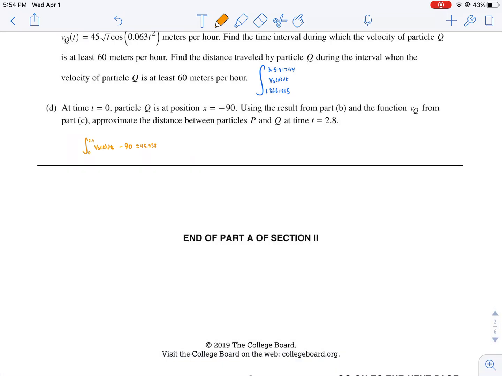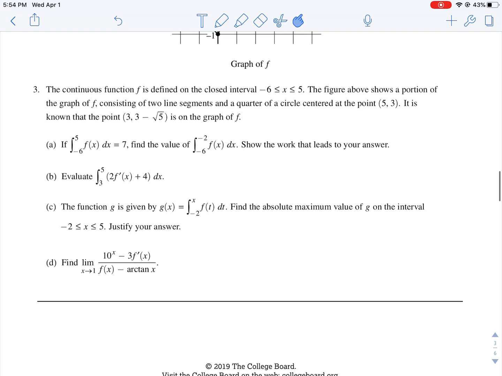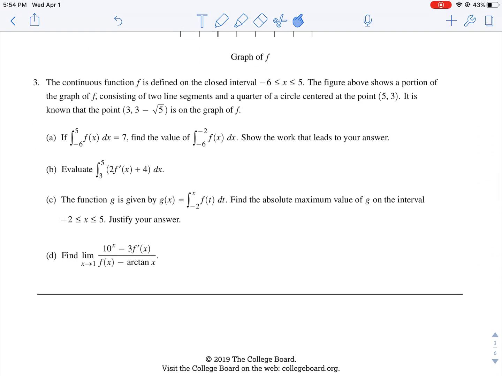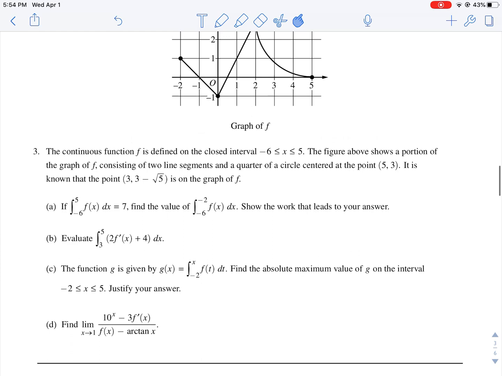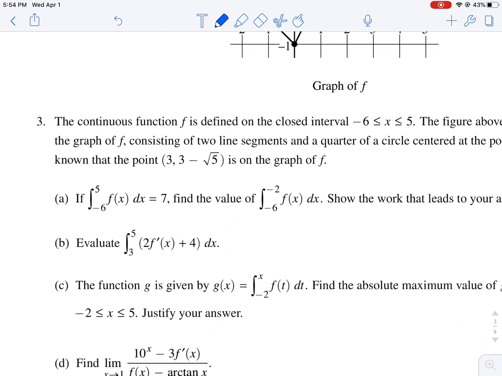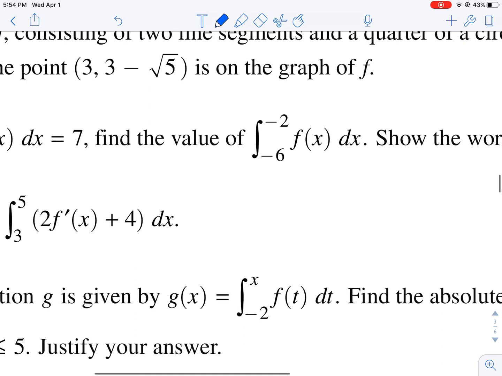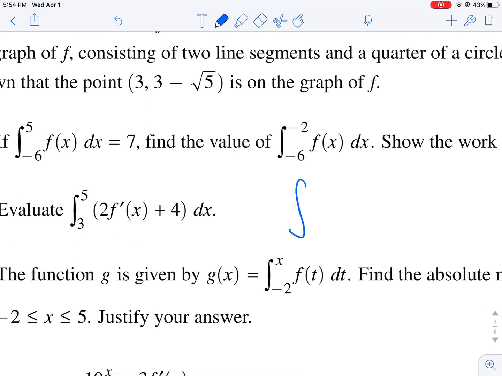Okay, no more calculators now, so we can put those away. We'll go to number 3. Okay, on number 3 we have a graph of f, and then the graph only goes from -2 to 5, but then it asks us about an integral from -6 to -2. But since they gave us this integral value right here, we can split that up and do an integral from -6 to 5 of f of x.